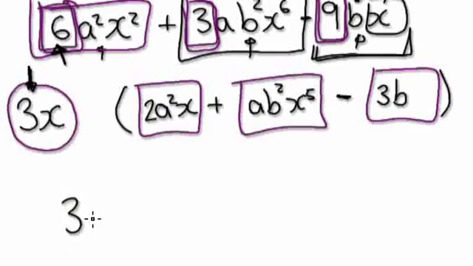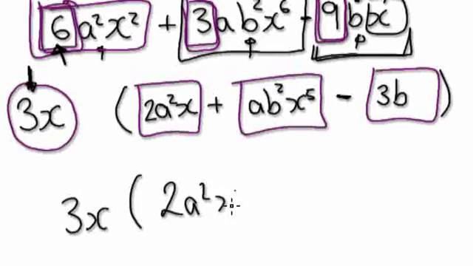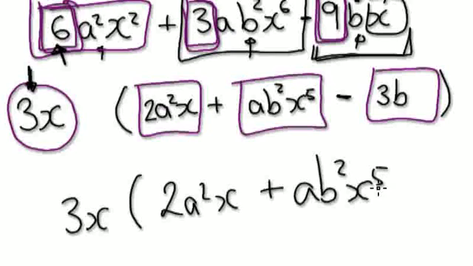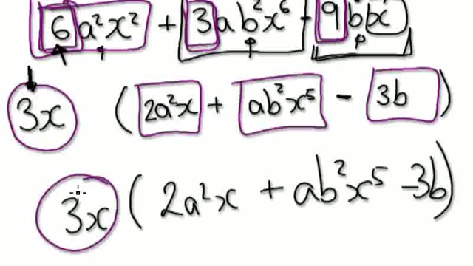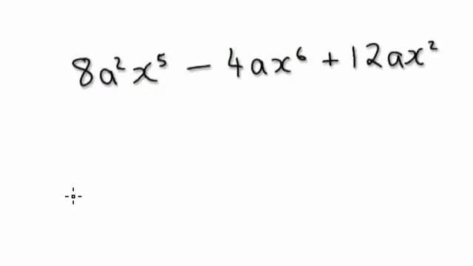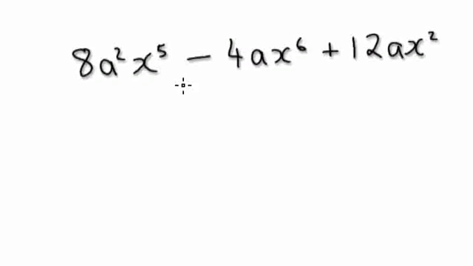So it's just a matter of doing this. 2a squared x plus ab squared x to the power 5 minus 3b. And the hard part is looking for the common factor here. Okay. Now have a go on this one here.